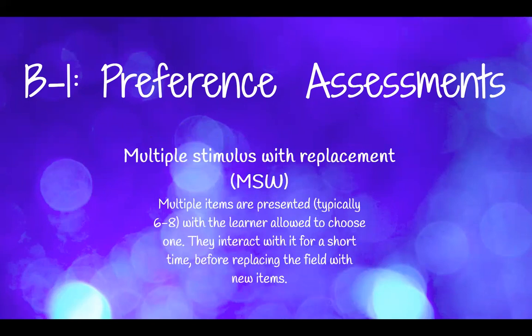Multiple stimulus with replacement assessment. This one, you typically provide 6 to 8 items, so it's a larger size field. You allow your learner to choose one item. They interact with it for a short time, and then you're going to take the items away and replace the field with new items.